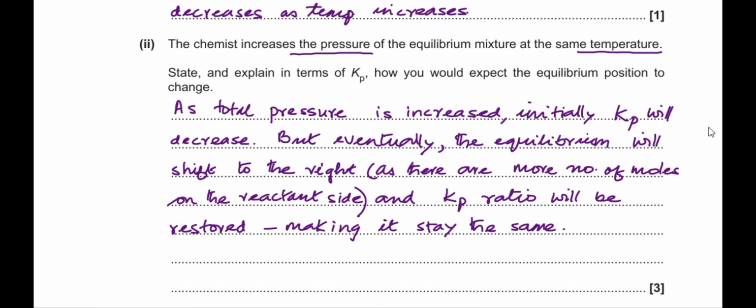So in our answer we have brought in what will happen when the total pressure is increased. We have also brought in what will happen to the equilibrium position. We said it will shift to the right. Eventually more products will be formed as there are fewer number of moles on the product side than on the reactant side, and hence the Kp ratio will be restored, making it stay the same. That is actually 3 marks.